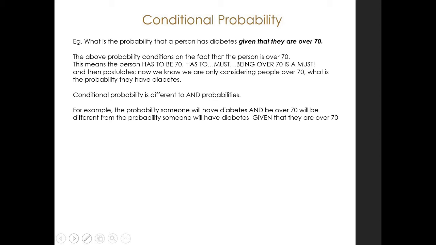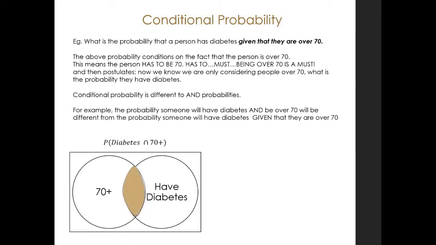That is very different to the probability of somebody having diabetes and they are over 70. Let me show that to you. Firstly, this is a Venn diagram. You probably did this when you were 10 years old. Let's say one circle is people who are over 70 and one circle is people who have diabetes. To find the people who have diabetes and are over 70, we find the brown bit in the middle, right? So it's the brown bit divided by how many people there are in the study.